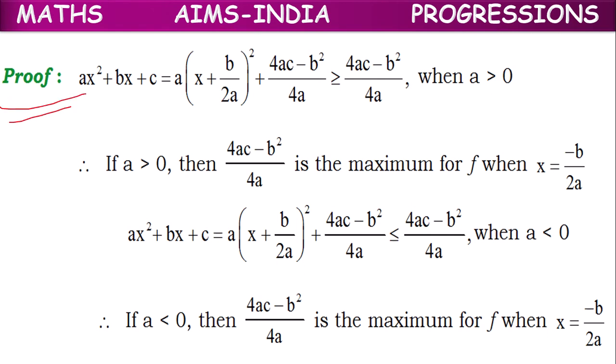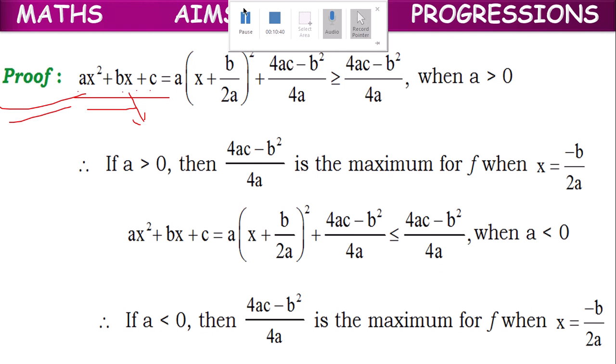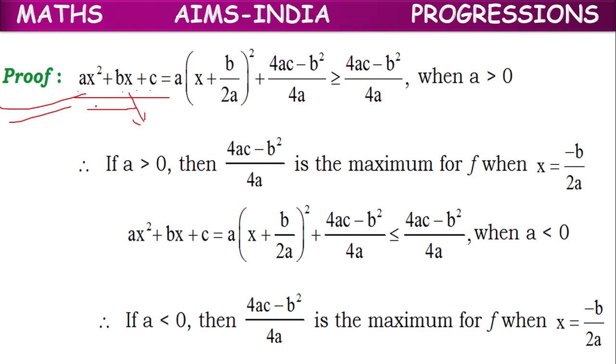So let us check the proof for this. We have ax square plus bx plus c. This is the quadratic function equation. This quadratic equation can be written like this. If we expand and solve this, the value will be equal to ax square plus bx plus c.